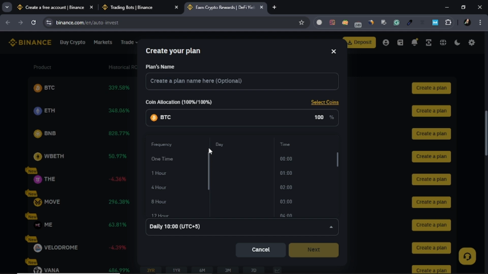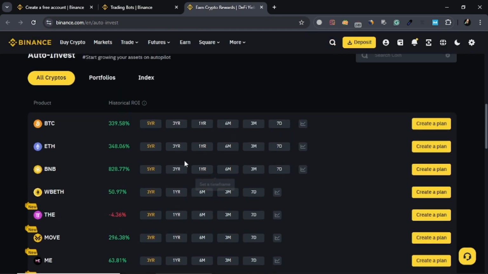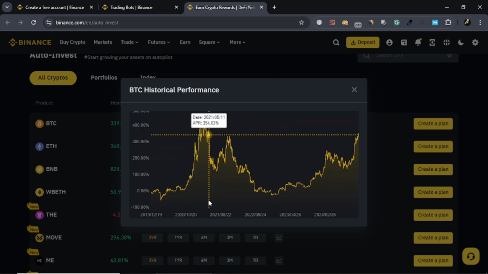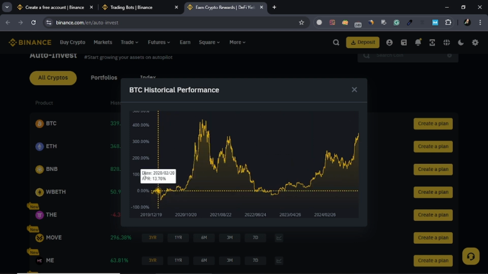Second, invest for the long term. Bitcoin has consistently outperformed other assets over the years. For example, in the last 5 years, it's delivered over 750% returns, and in the last decade, it's risen by over 19,000%. Holding Bitcoin for years or even decades has proven to be a highly profitable strategy.